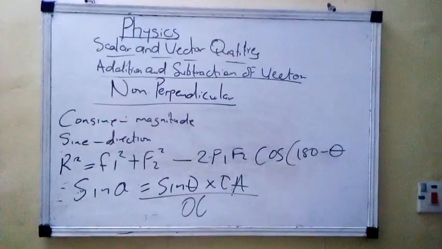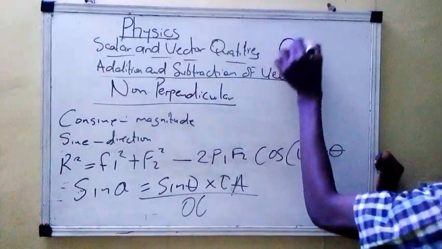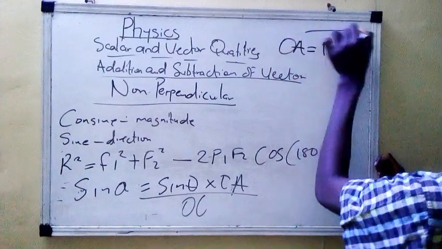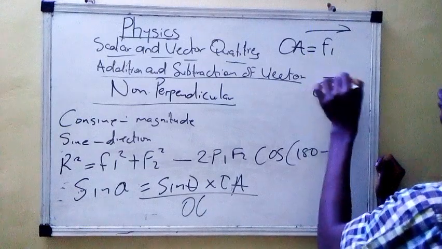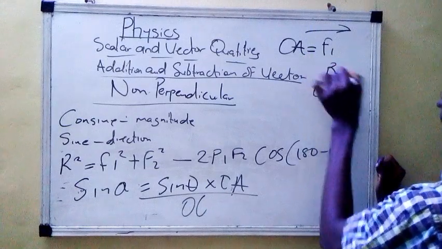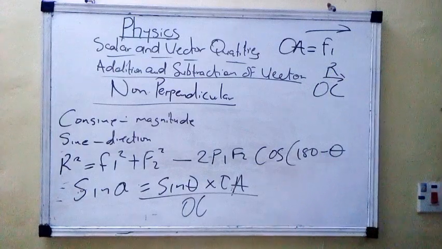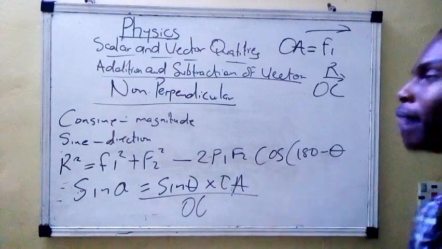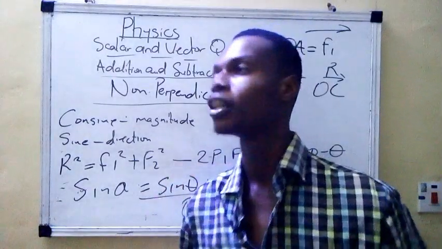Now, before I round up, this is what I will end with. OA means what? Your F1. OA is your F1, then OC is your resultant. Wherever I wrote plus, remember, put minus. So this is what we call it a day for scalar and vector quantity.